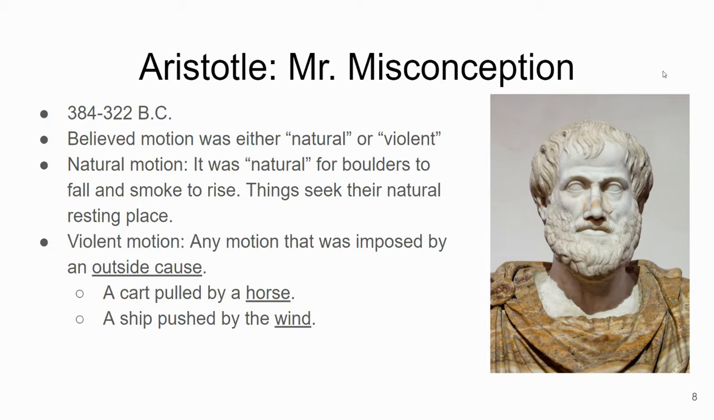The other type of motion, according to him, was violent motion. So violent motion would be better called imposed motion, but everyone calls it violent motion, so I'm sticking with that. According to Aristotle, violent motion is any motion that was imposed by an outside cause. So it's not in the nature of the thing to have this motion. This motion is being imposed on it. So, for example, a cart being pulled by a horse. Well, the cart by itself is a heavy thing. Heavy things just want to sit there on the ground. That's their nature. So if this cart is going to move, you need the horse to impose violent motion on it. That's what he thinks.